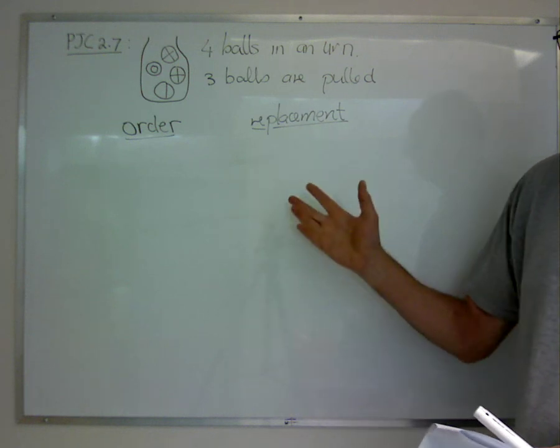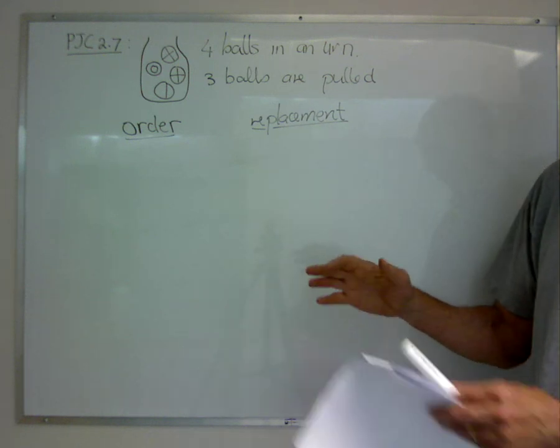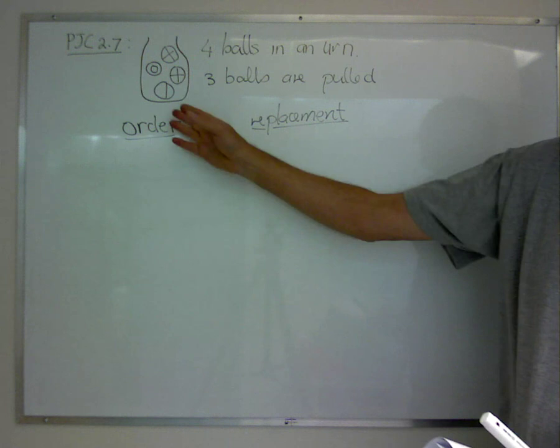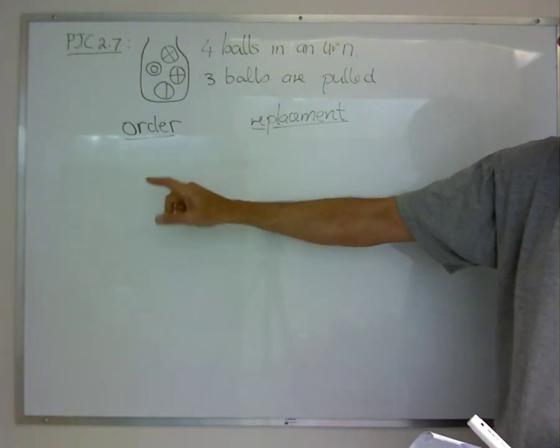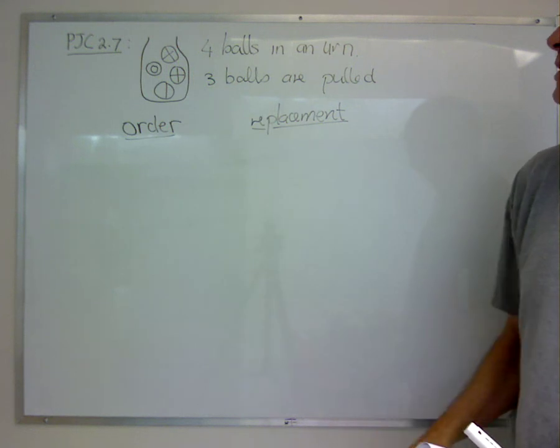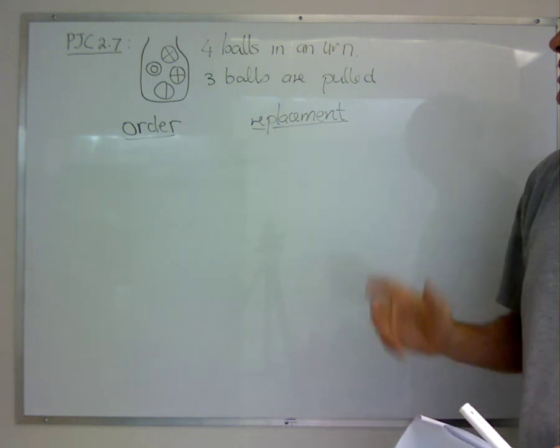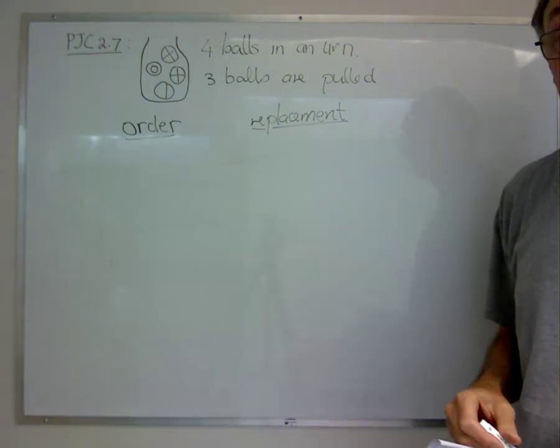This is a very typical problem, the urn problem, where you have an urn and you have some balls in the urn and they have different colors. In this case I have drawn my urn here roughly and I've indicated the 4 colors. The question is very simply about pulling 3 of those 4 balls.